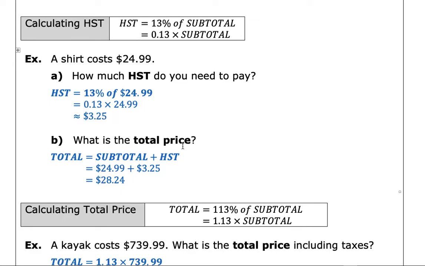And what is the total price? Well, we've already calculated the additional HST, and we have the subtotal, so our total is the subtotal plus the HST, so the asking price and the taxes.